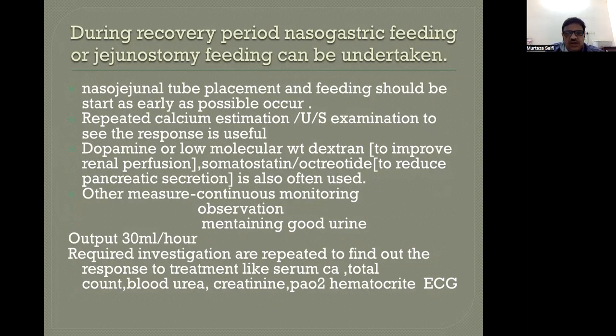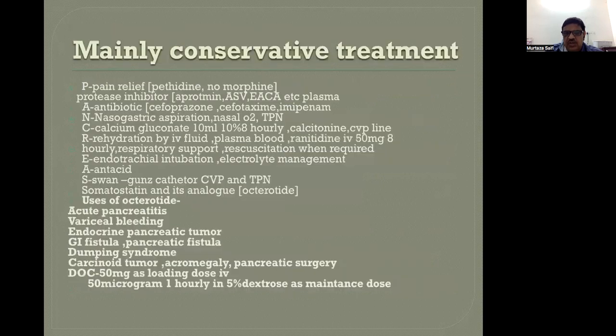Required investigations are repeated to find out the response to treatment, like serum calcium, total count, blood urea, creatinine, partial pressure of oxygen, hematocrit, ECG. Mainly conservative treatment.